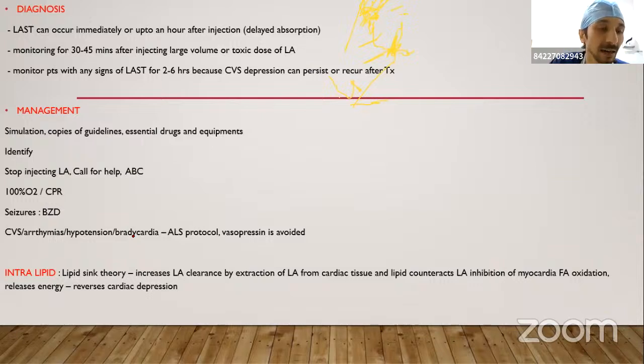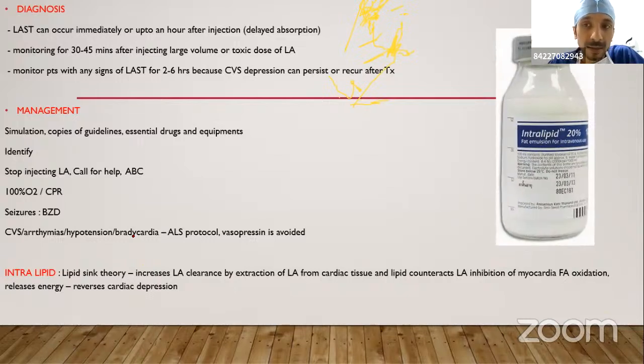In any seizures, you can use benzodiazepines. Propofol is usually avoided because it will aggravate your hypotension and cardiac suppression. Follow ACLS protocols. Vasopressin is avoided because the intense vasoconstriction that it causes will further depress the cardiac output. And the magic drug intralipid should always be available within the premises.